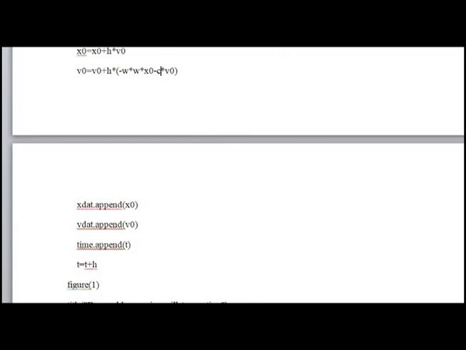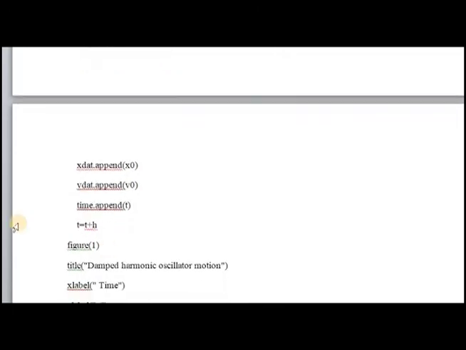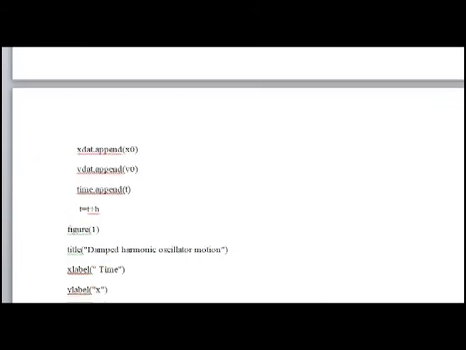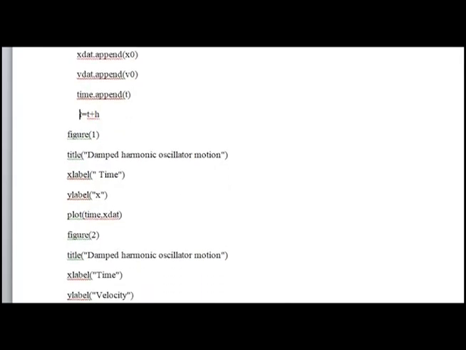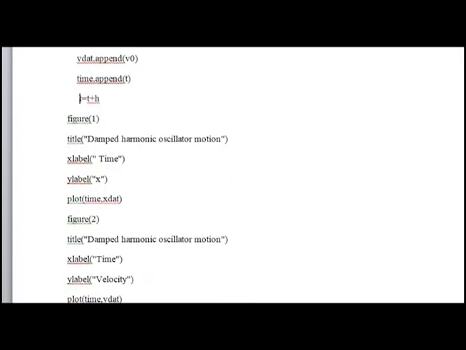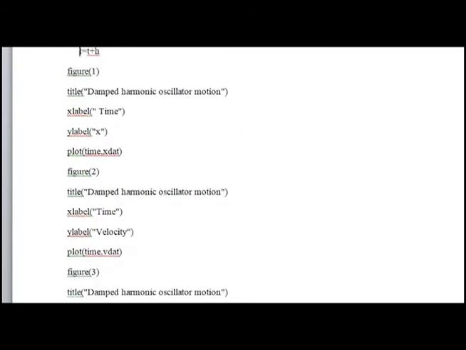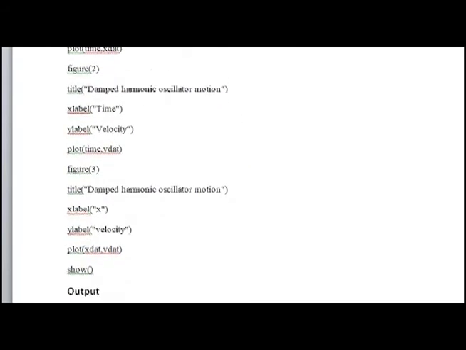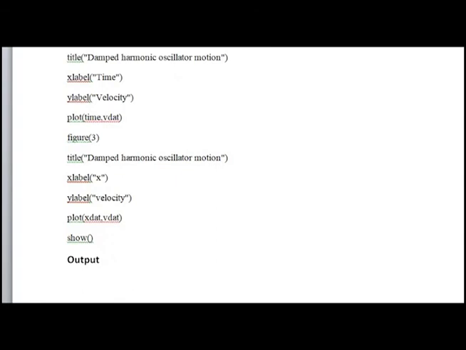You'll get a series of values for position, velocity, and time t equal to t plus h, and you'll get figure 1 as usual, the damped harmonic oscillator position versus time graph. The second one is figure 2, the velocity versus time graph, and the third figure is the damped harmonic oscillator phase space plot.